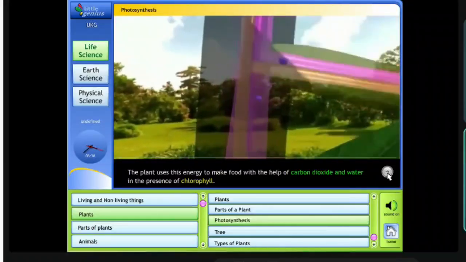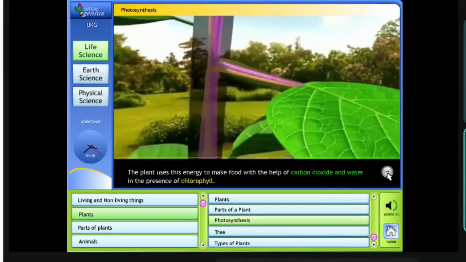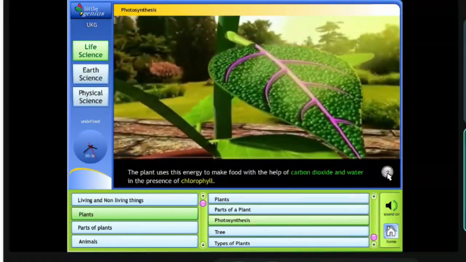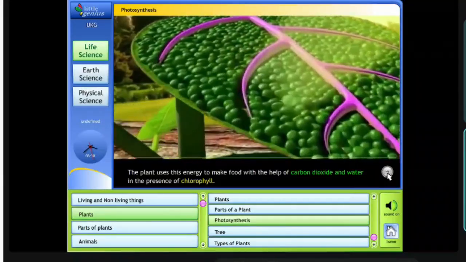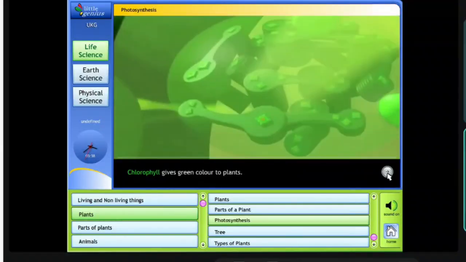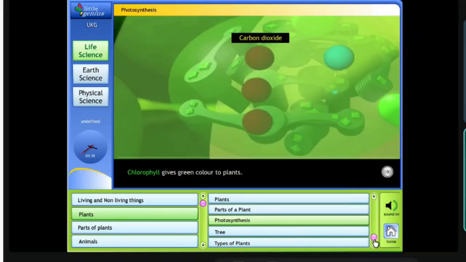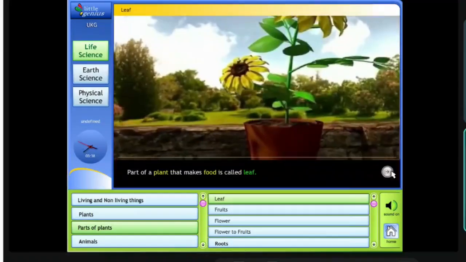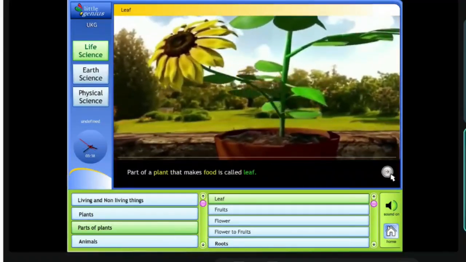What happens in a plant is clearly shown. So the child will have a clear-cut concept of how our food is made on the leaves. See, chlorophyll gives green color to plants. So you can see this. It will go on explaining the topics like this for long. The parts of plants, if you want, leaf. Leaves. The part of a plant that makes food is called leaf.